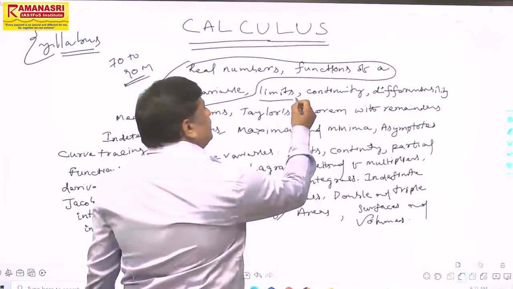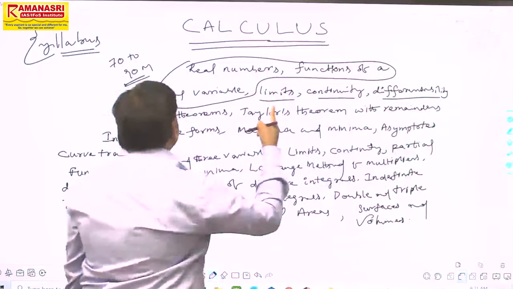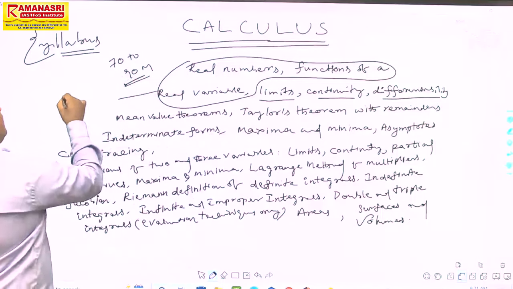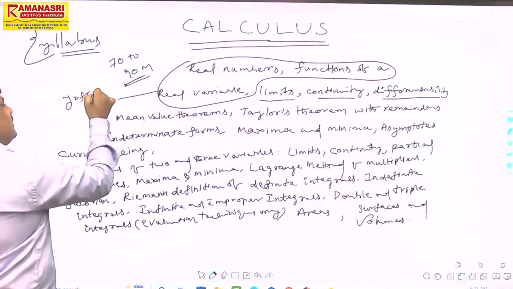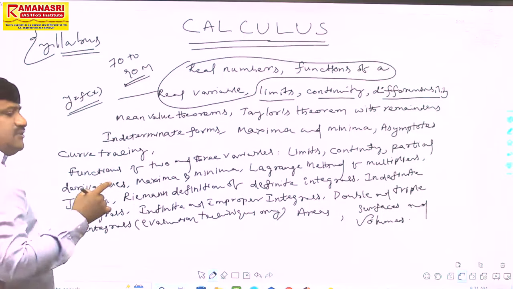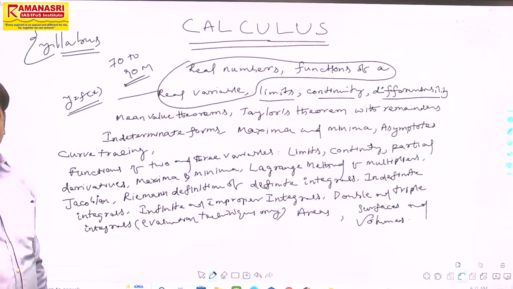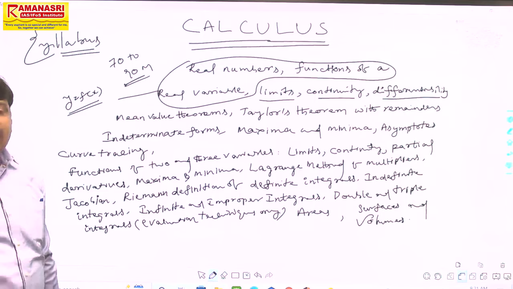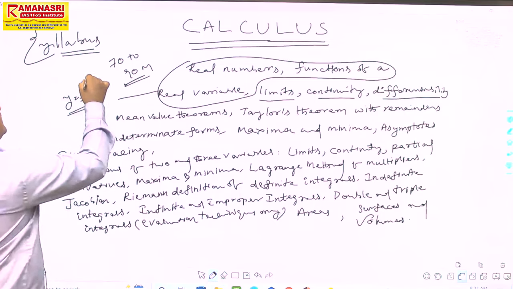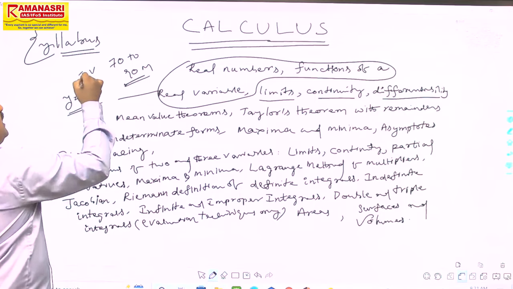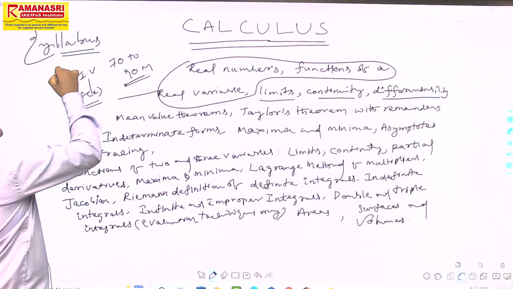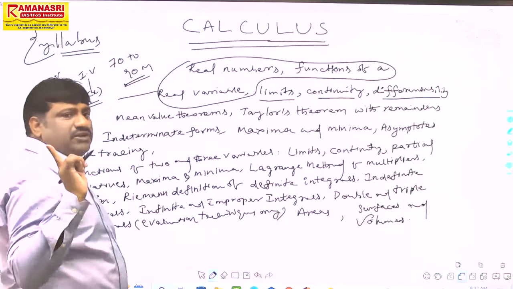Therefore, हमें पढ़ना पड़ता है limits, continuity, differentiability. And see here, y is equal to केवल function of x. Here y is equal to function of x only. Single variable. Sometimes we can call this the independent variable and this the dependent variable. In general, we are taking y is equal to function of x.